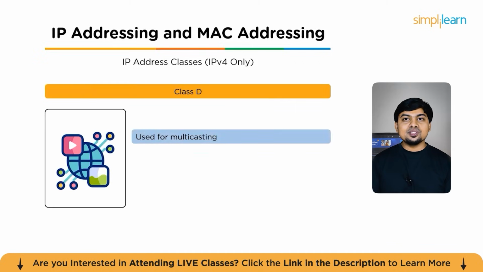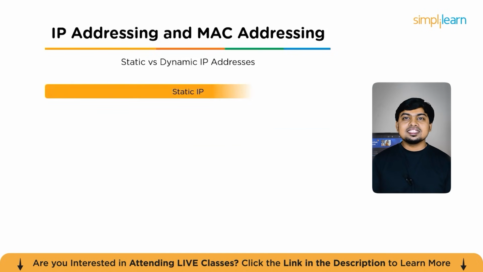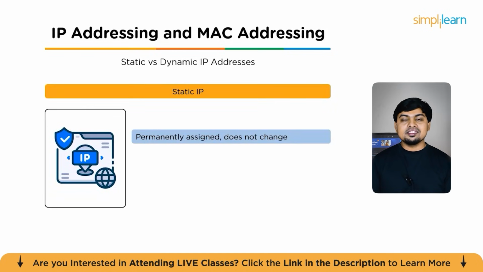Next is Class D, which is used for multicasting, streaming, conferencing, IPTV. Next is Class E, which is reserved for research and development. Though class-based addressing is less common today due to CIDR, which is classless inter-domain routing, understanding the classes helps build foundational IP knowledge. Now, let's discuss static versus dynamic IP addresses.